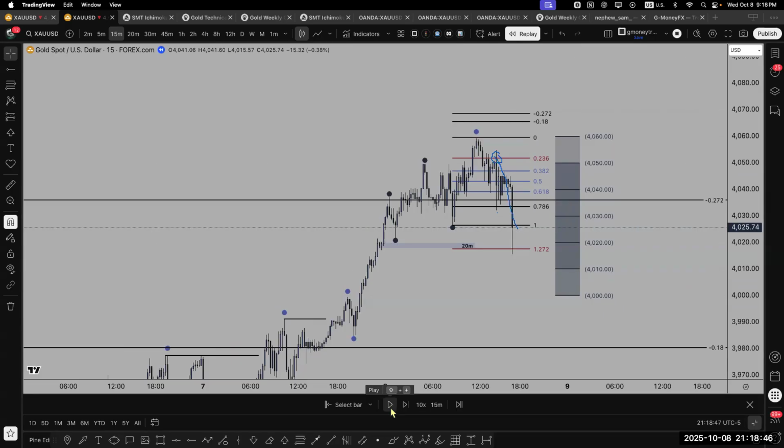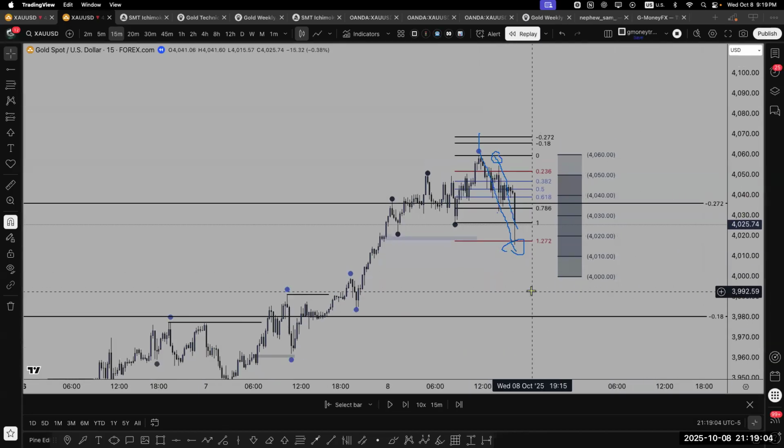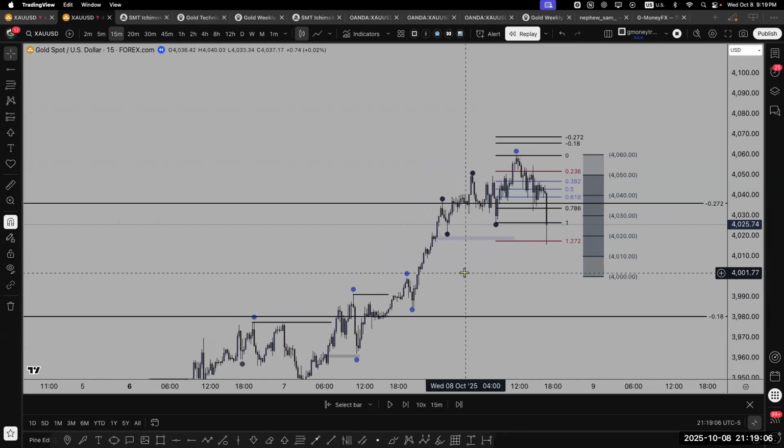So we got a real deep retracement. We broke the one and look at where it went, all the way down to the 1272. So already we now have the full impulse down. Yeah, for sure, that's beautiful.